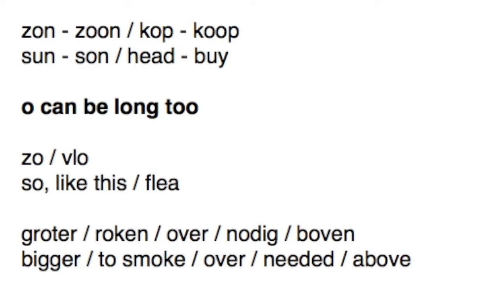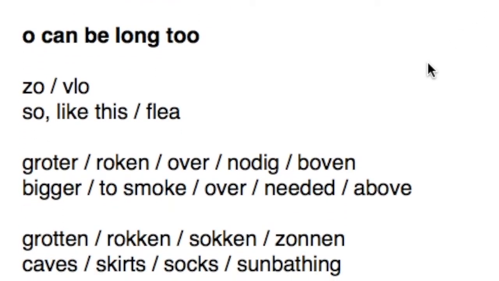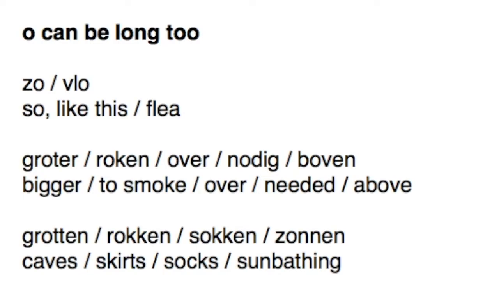However, when the consonant in between the two is doubled, as you can see there, then the O will be a short O, as in grotten, rokken, sokken, zonnen. All right, so don't forget, there are two consonants there.